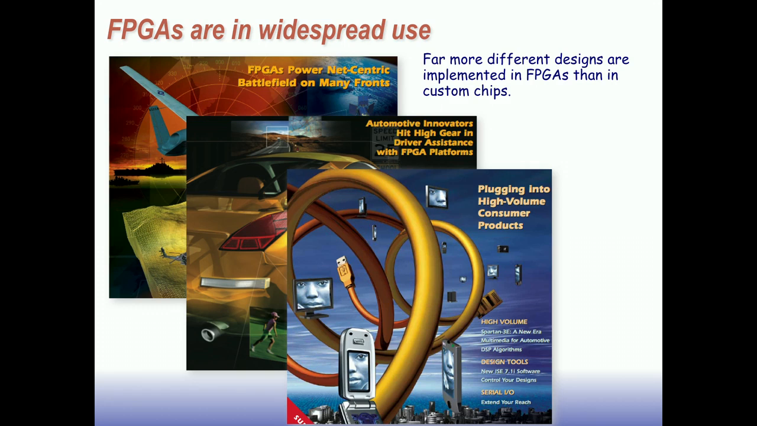So they're used all over in military things and automotive, starting even a little bit in high-volume consumer products, like maybe displays. There's pictures of cell phones here. I don't think there's any FPGAs in cell phones yet. There may not be, because this is kind of a price-sensitive market with very high volume, where designing a custom ASIC definitely does make sense.